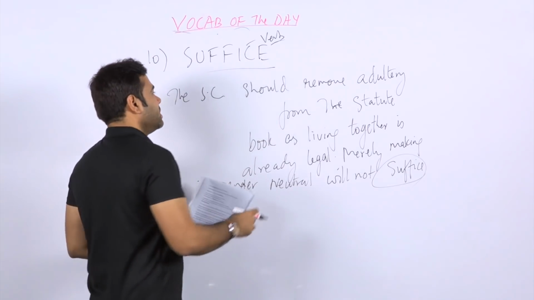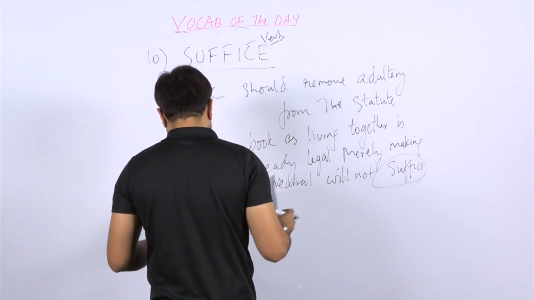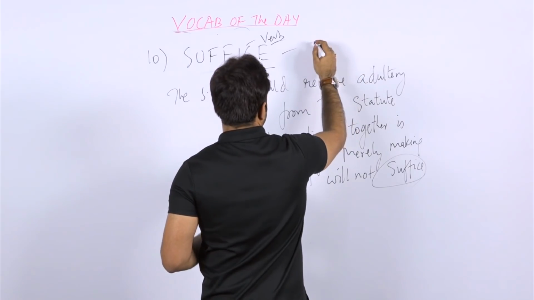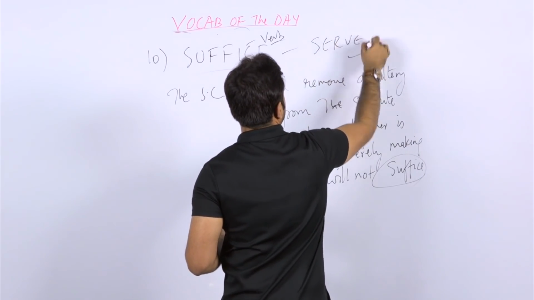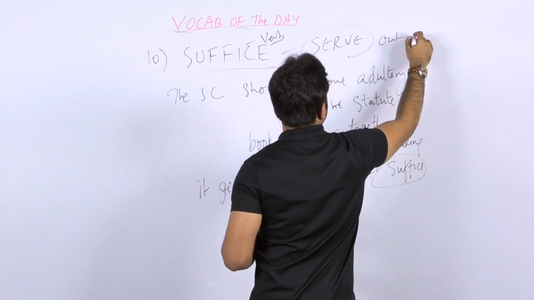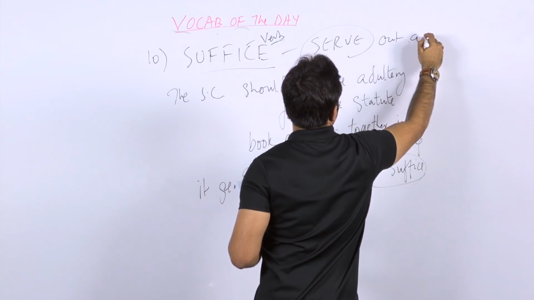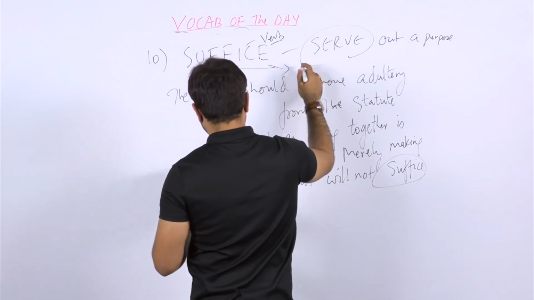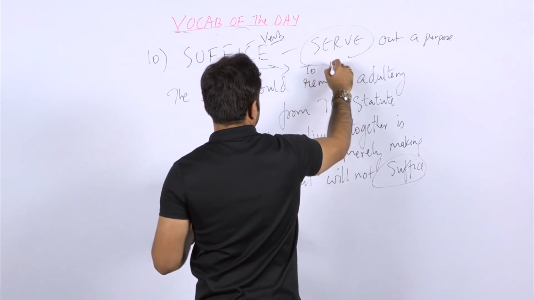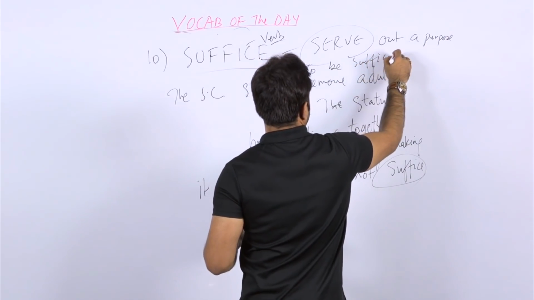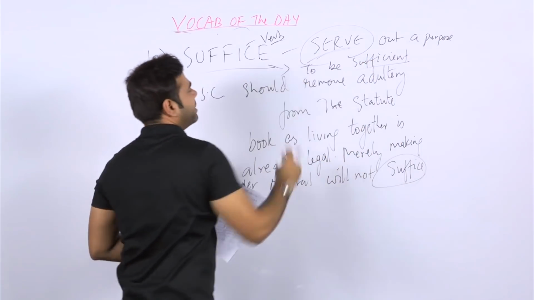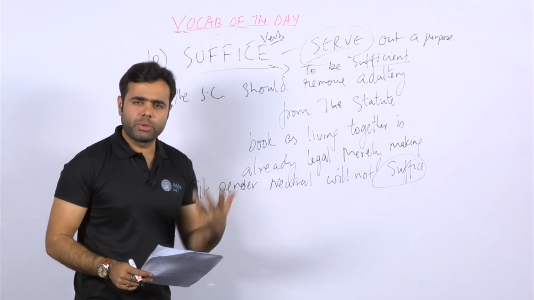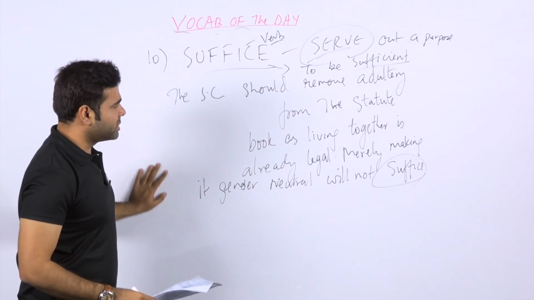Not make it sufficient. You can say not make it. It would not serve anything, isn't it? It won't serve a purpose, any kind of purpose. So what can be the sense? It can be the sense to be sufficient. So this can be the synonym of the word suffice. Suffice can be related to serving something, serving a kind of purpose. Fine. So these are the words, in fact 10 words.